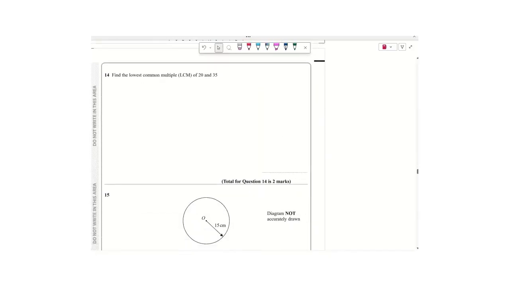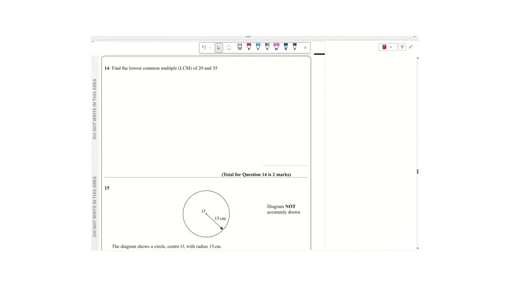Question 14, lowest common multiple. The easiest way to do these questions is to do a Venn diagram. So you're going to do 20 as your factor tree. So 2 numbers that go into 20, circle if it's a prime number. 2 numbers that go into 10, circle when they're prime numbers, so we stop. We do the same with 35. 2 numbers that go into 35, they're both prime numbers, so there is actually only one answer to that bit.